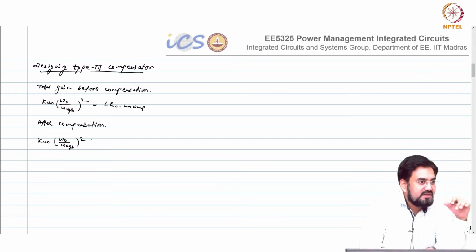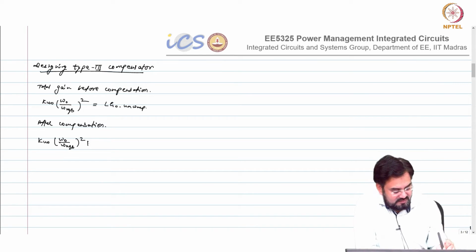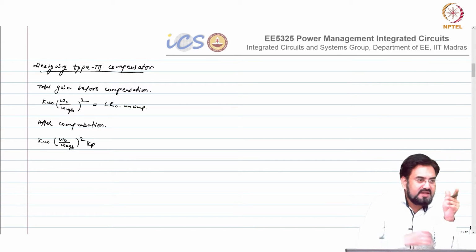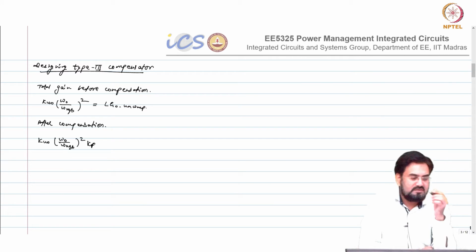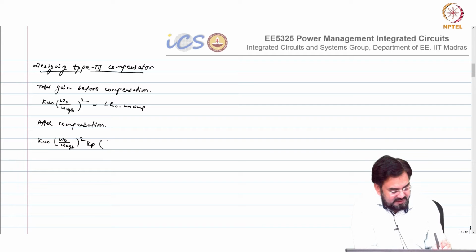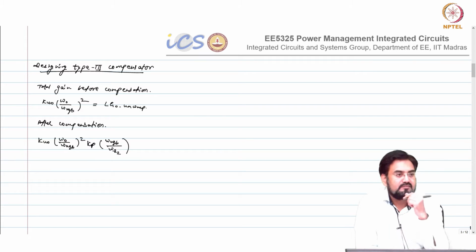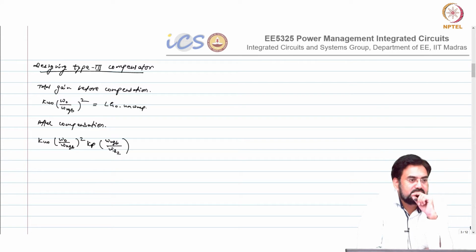What is the midband gain? Kp. Not 1 plus. You are already taking the effect of the second zero by having this component.